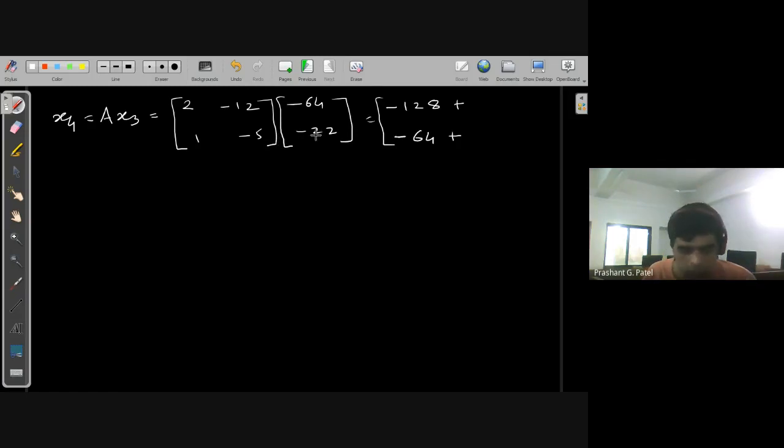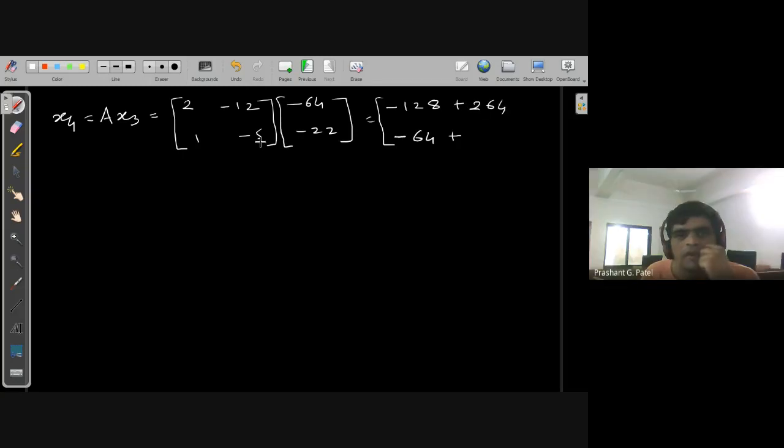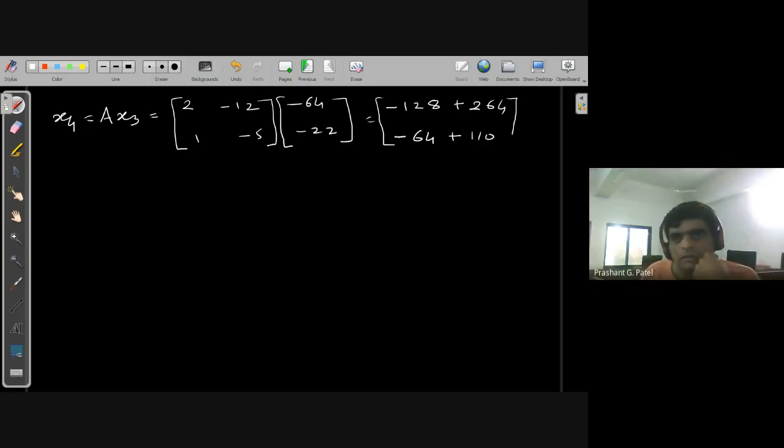12 into 22 is 264, and 5 into 22 is 110. So if you subtract 264 minus 128, it will give me 136, and 110 minus 64 will give me 46. 46 is the minimum one you can take out. So you will have 136 upon 46, and 1.